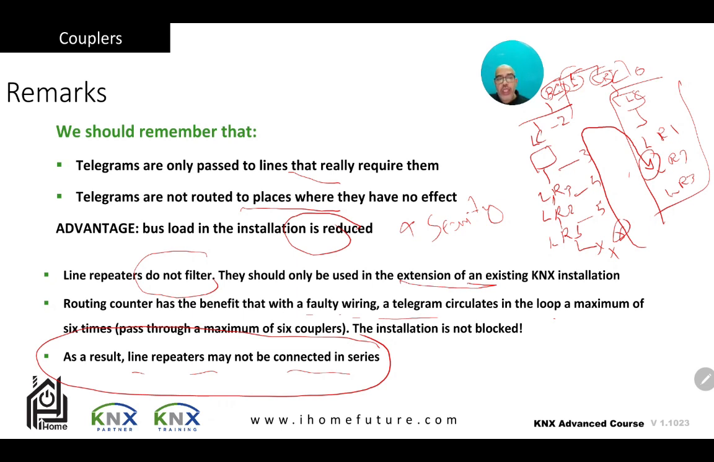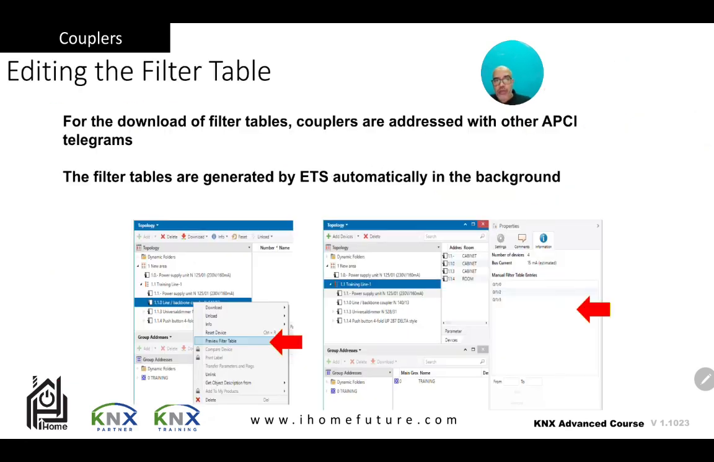This is why in this case you shouldn't put line repeaters in series. You have to put them in parallel, otherwise you will face this issue. So you have to know that some telegrams will not be able to pass.